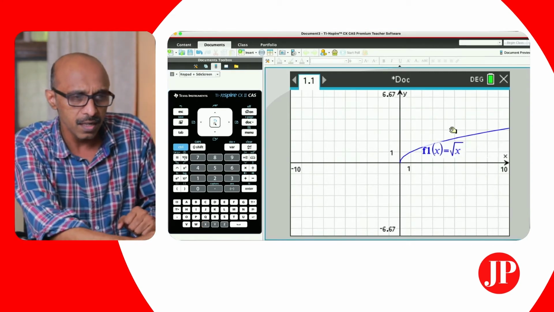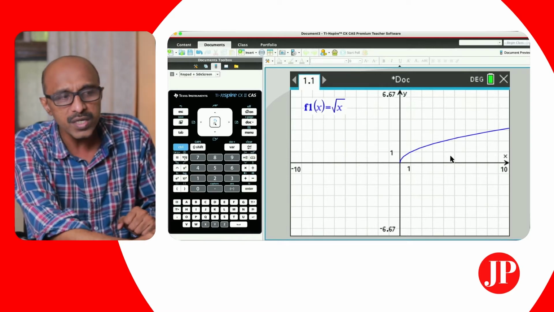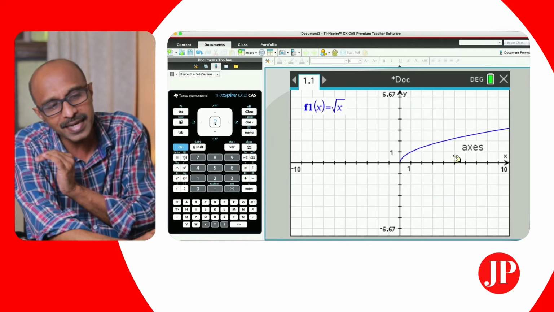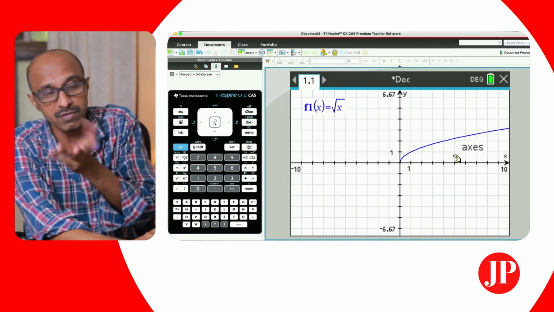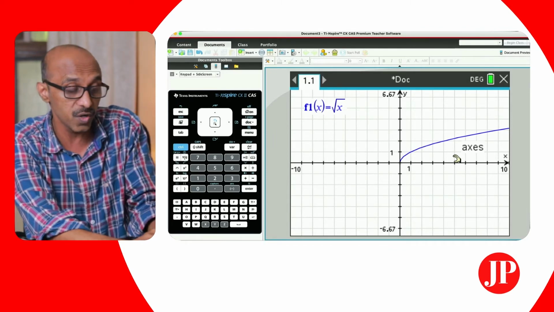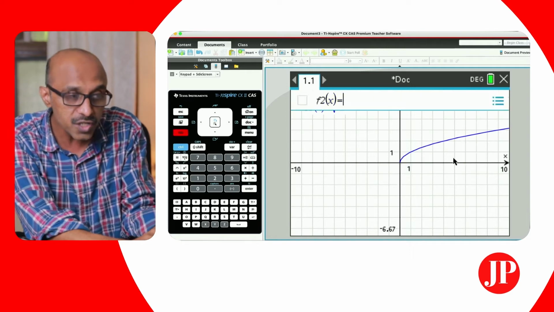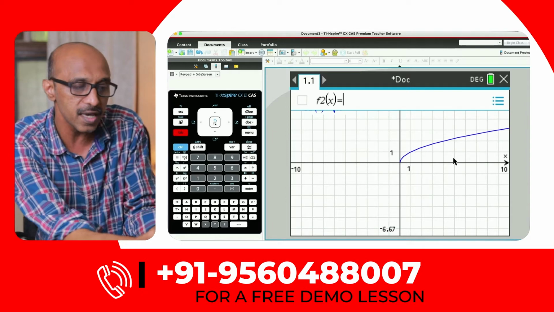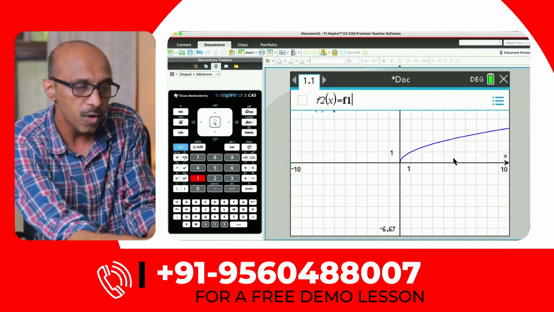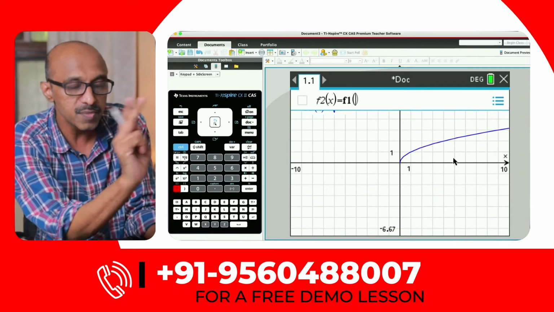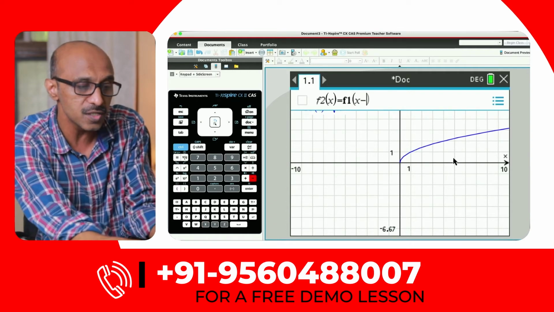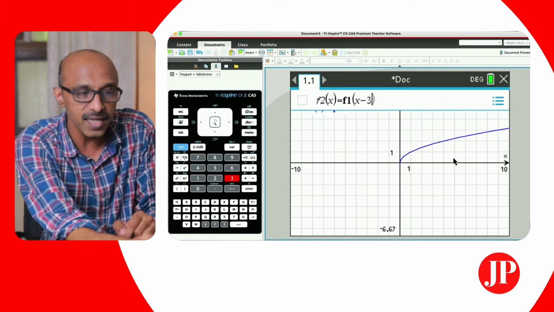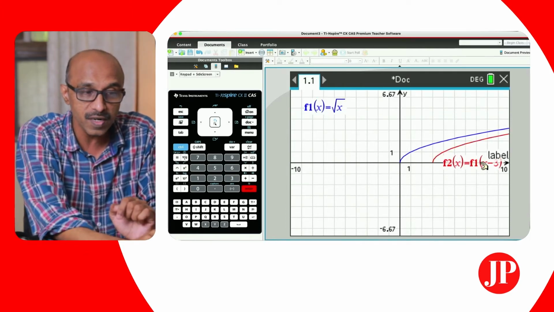That's our parent function. And we said, let's first translate it to the right and then translate it up, by 3 and 2. Let's check it out. My first step would be a translation to the right. So let me make it F1 of x minus 3, moving by 3 units. That's the first step. The red graph is the first step.